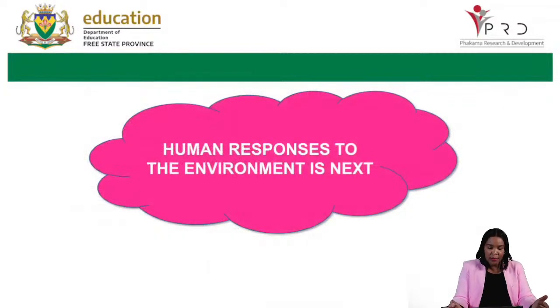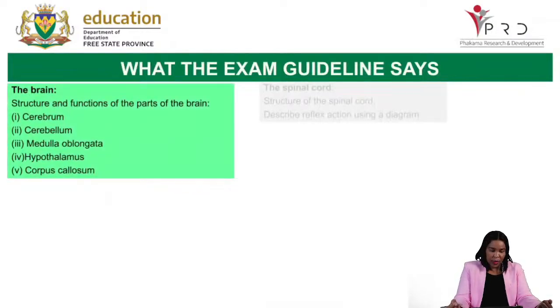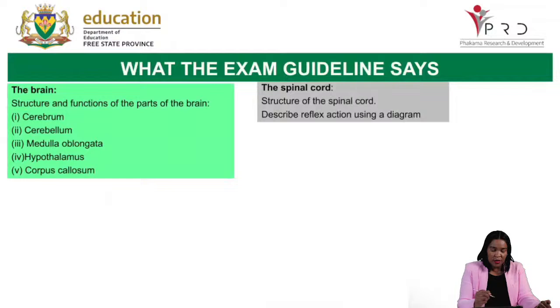Right, and then we come to the second big topic that we said we are going to look into. So we will just highlight some of the parts that you need to go through for this topic. So the topic is human responses to the environment. So how do humans respond to the environment? What does the exam guideline say? It says you must know the structure of the brain.